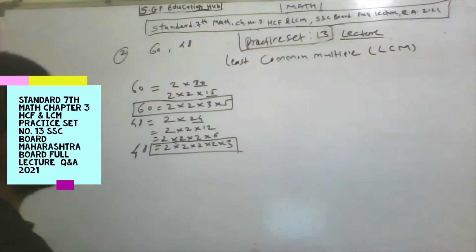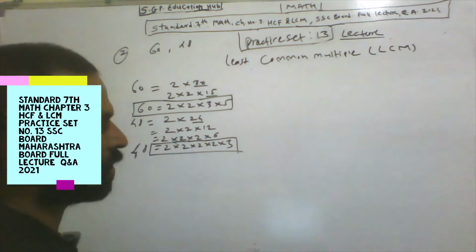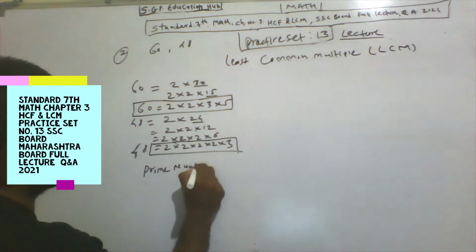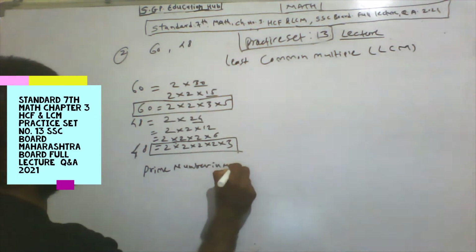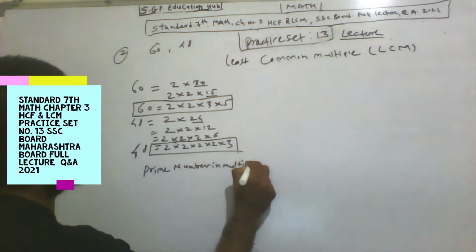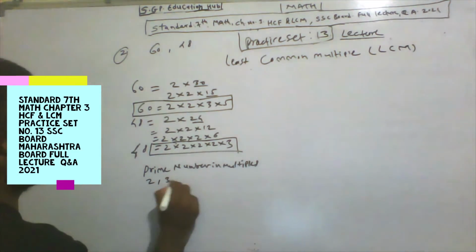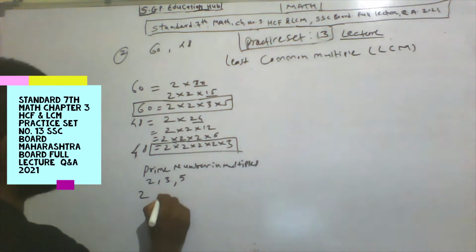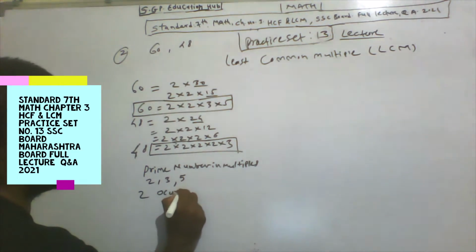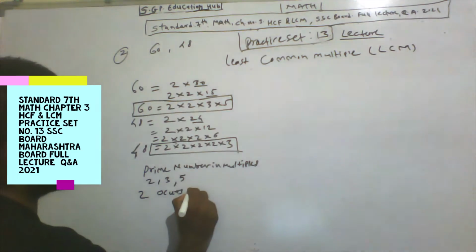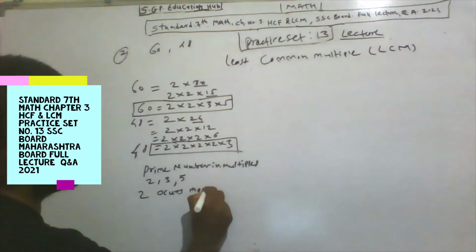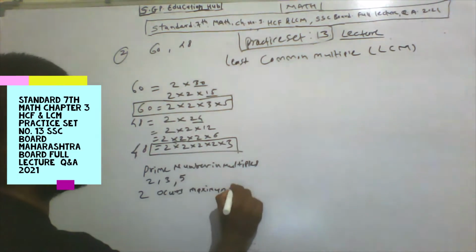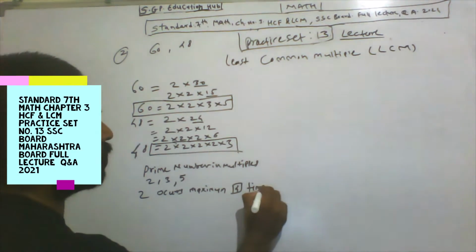Now, which prime numbers come in the multiple? Prime numbers in the multiple are 2, 3 and 5. 2 occurs a maximum of how many times? 4 times.